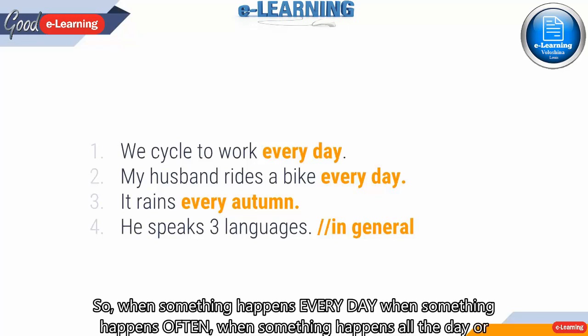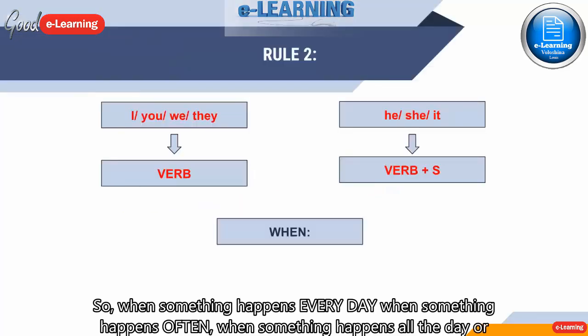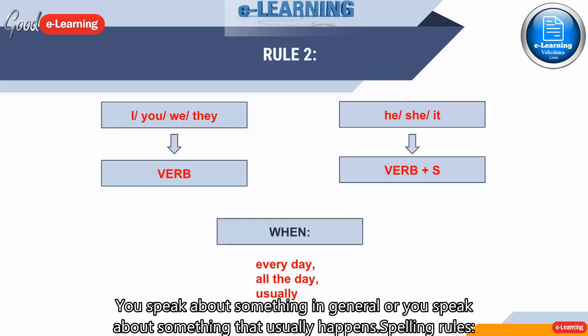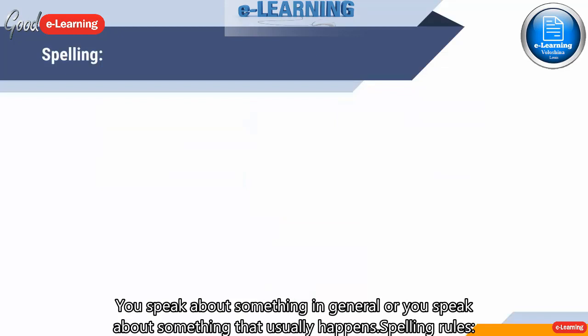So when something happens every day, when something happens often, when something happens all the time or usually, then we use present simple. I work at school. I go to work by bus. I like music. I love literature, and so on. You speak about something in general, or you speak about something that usually happens.